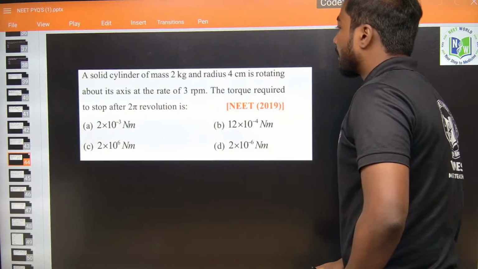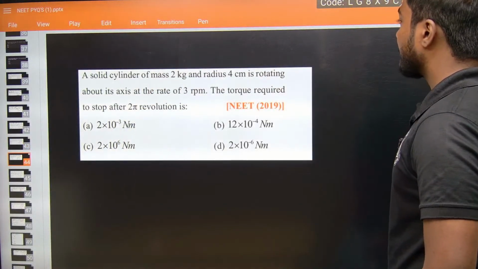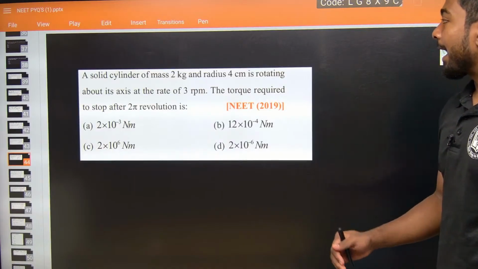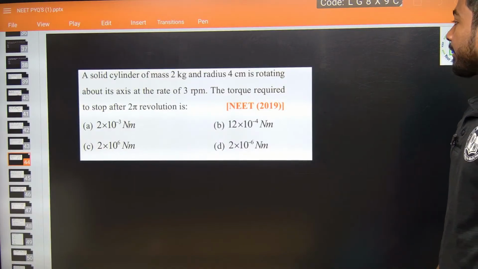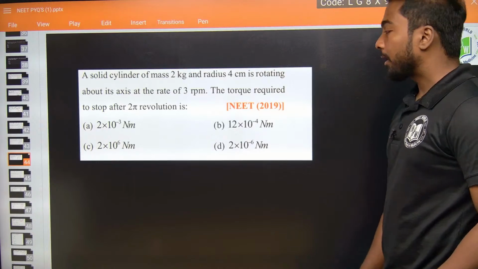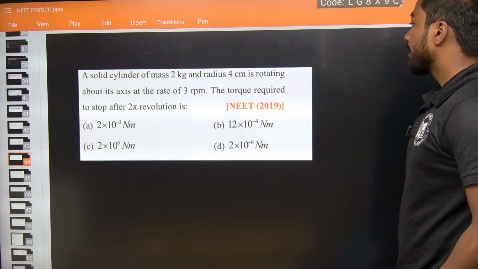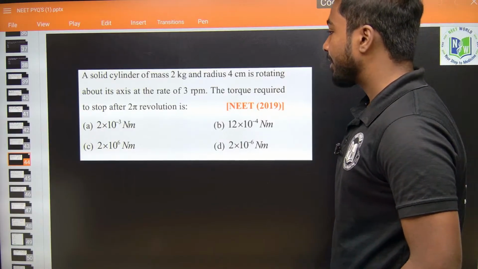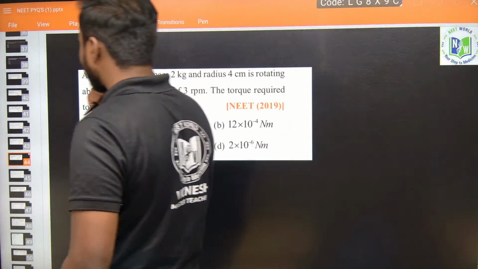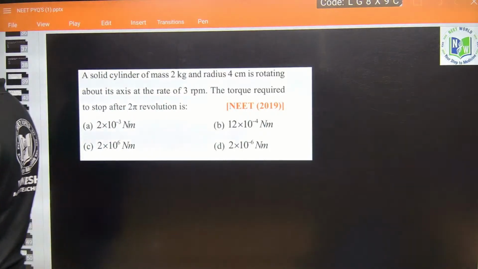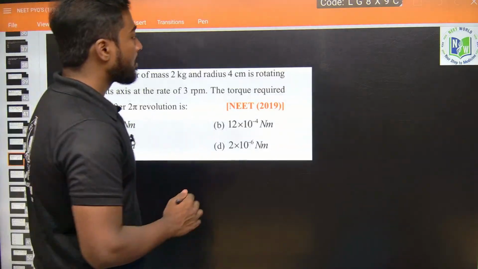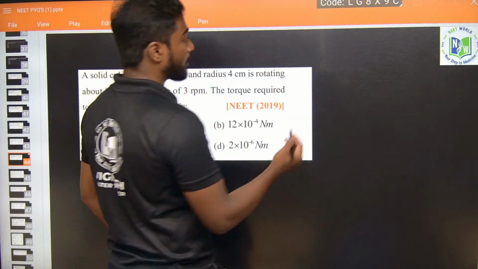A solid cylinder of mass 2 kg and radius 4 centimeter is rotating about its axis at the rate of 3 rpm. The torque required to stop it after 2 pi revolution. They are asking, what is the torque required to stop? First of all, what is the formula for torque?